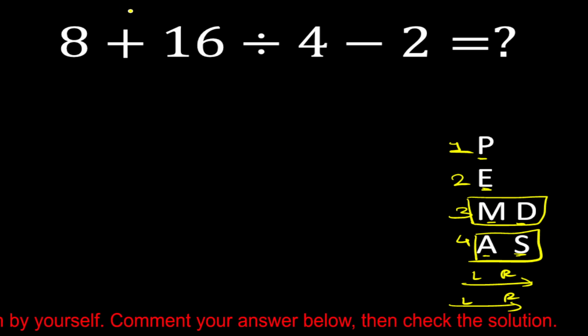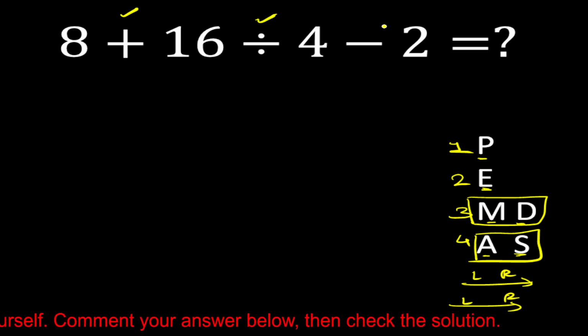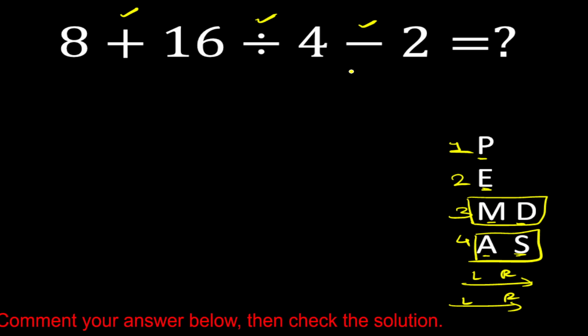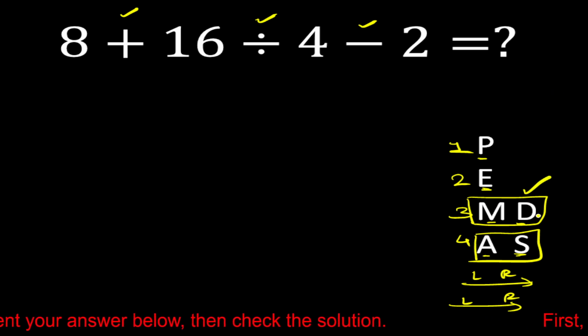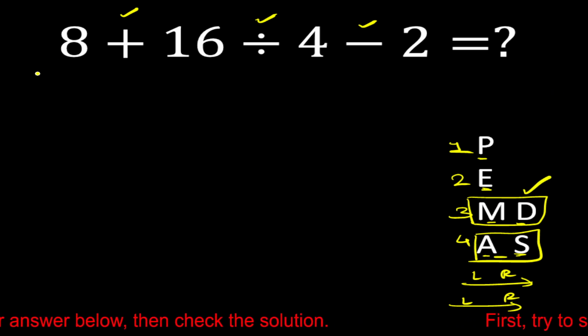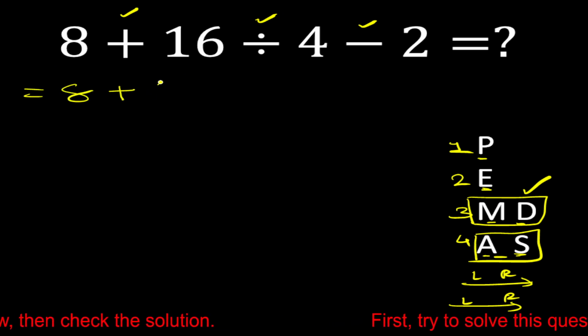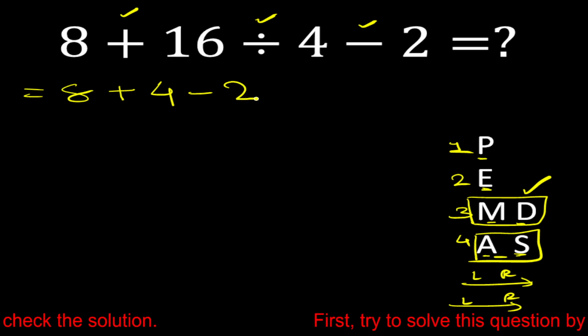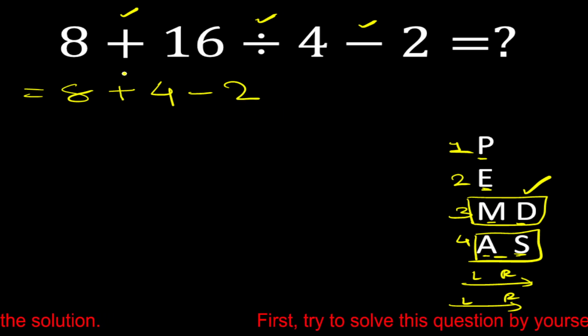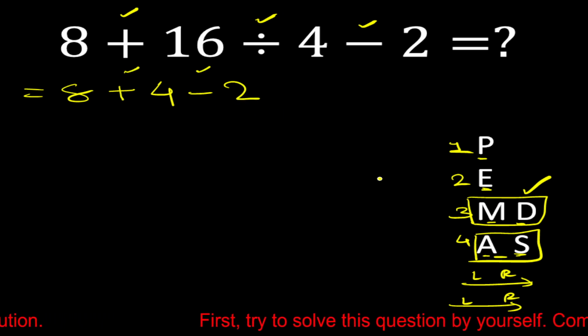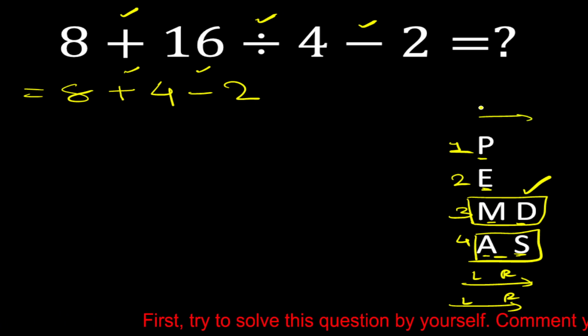So in this question we have one addition, one division and one subtraction. So according to the PEMDAS rule, first we have to solve division, then we have to solve addition and subtraction. So it is equal to 8 plus, now 16 divided by 4 is equal to 4, minus 2. Now we have addition and subtraction and both have equal priority. So we have to solve it from left to right.